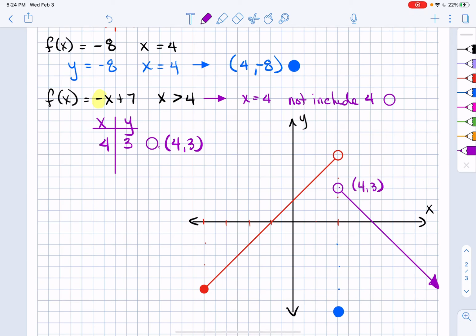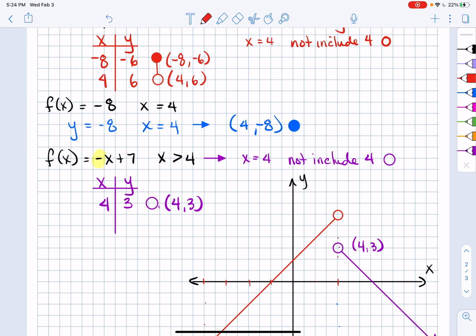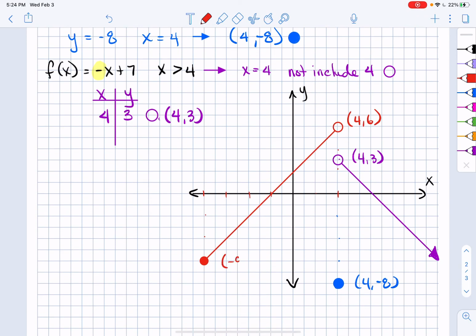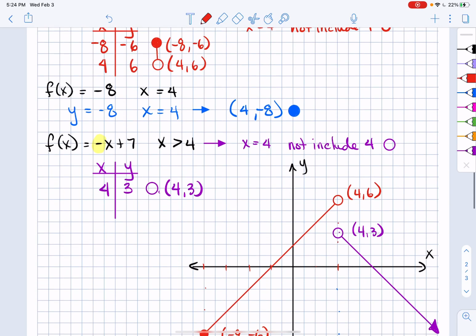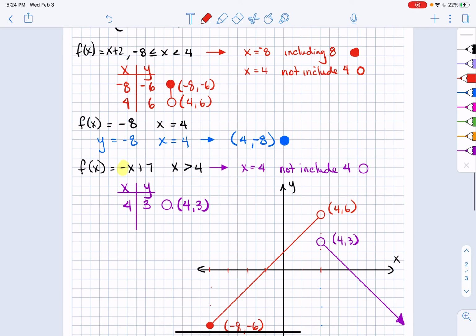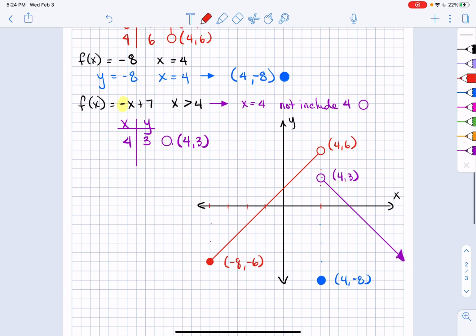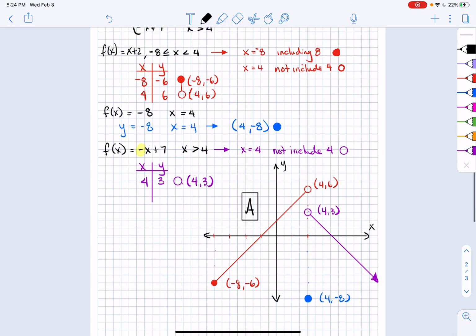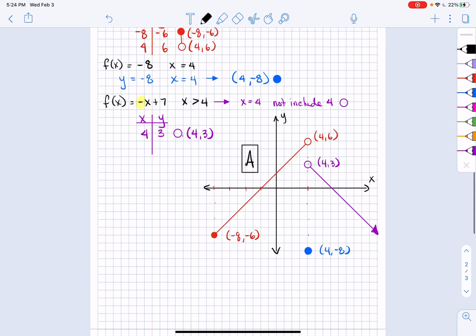4, 3. This was 4, -8. This was 4, 6. And this here is -8, -6. Okay? So based on the x value is which of these functions I would plug it into. And if you look at this, this is going to be choice A. There you go. All right, hopefully that helped you a little bit in terms of understanding that particular problem.